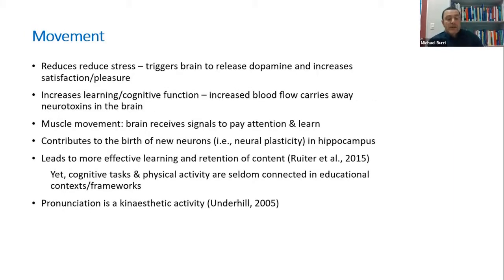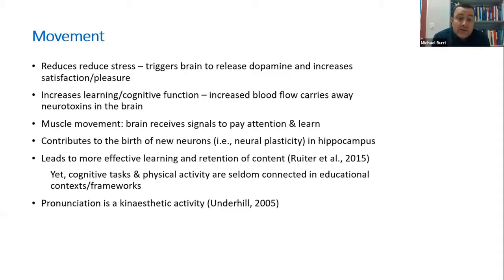Good. So from neuroscience, we move on, excuse the pun, to movement. And that's another area that's very relevant, as you'll see in a minute when Bill takes over. But basically movement helps reduce stress, right? When you're stressed, you go for a run, you feel better because the brain releases dopamine, the neurotransmitter, which in turn increases pleasure and satisfaction.